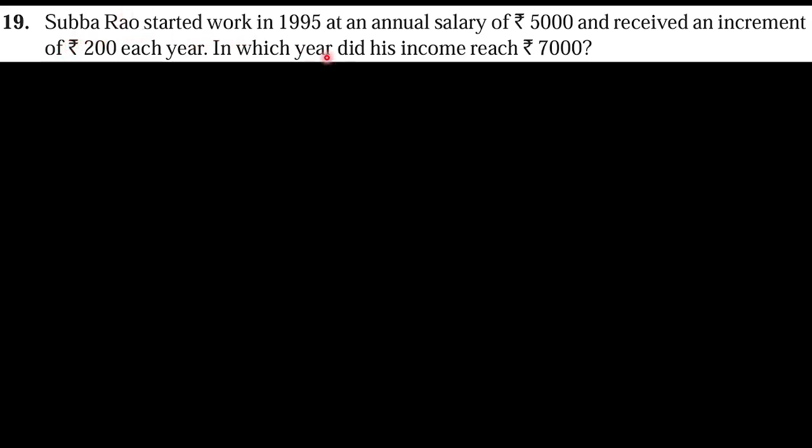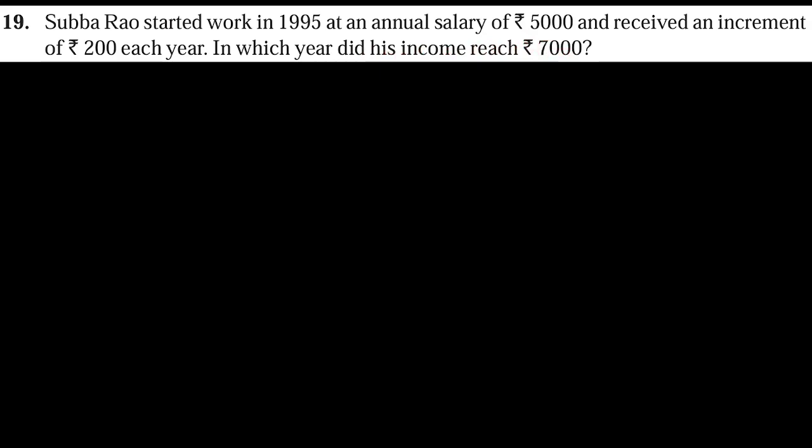Subbarao started work in 1995 at an annual salary of 5,000 and received an increment of 200 each year. In which year did his income reach 7,000?